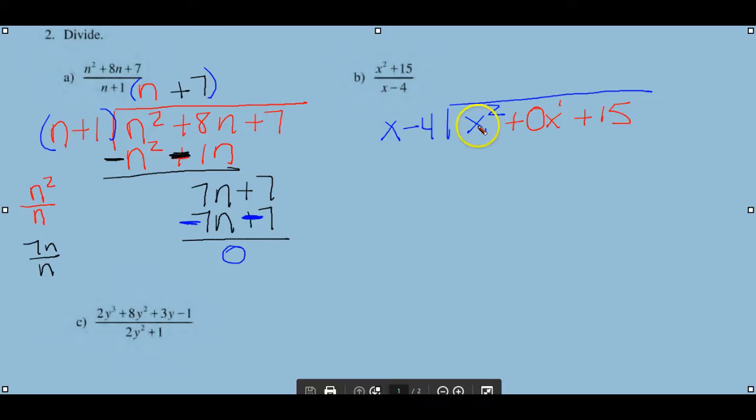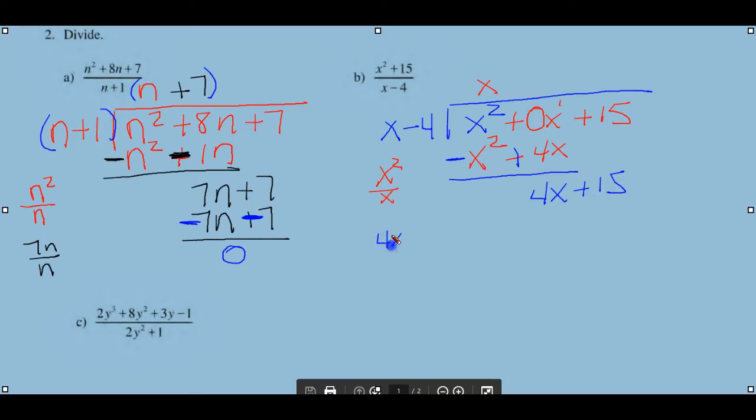Okay, now x will go into x squared, and again, if you don't know, x squared divided by x gives you x. So x times x is x squared. Negative 4 times x is a negative 4x. Notice you have a place to put it now. Now as we draw the line, we change the signs and add. These will cancel out. That's what you're always looking for here. And this is going to be a 4x, and we bring down the 15.